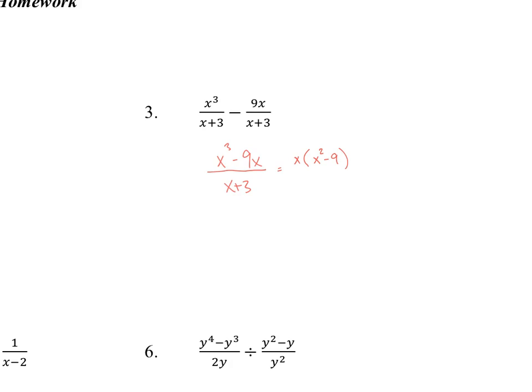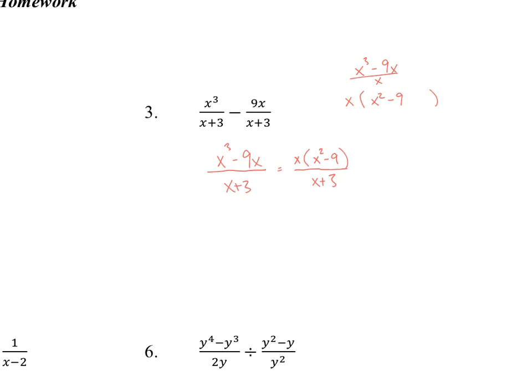So remember in class we did that. I would have said something like factor, and you would have found the GCF to be x. And then we had to divide each of these by x, and then you'd be left with x squared minus 9. So that's where this comes from. All right, so now we have x times x squared minus 9 over x plus 3.